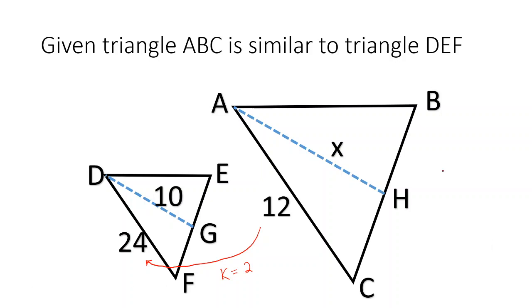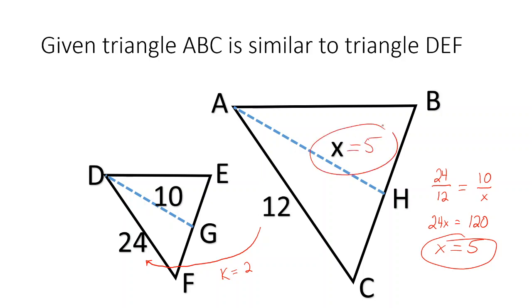So we have 24 is to 12 as 10 is to x. So 24x equals 120. 120 divided by 24 equals x equals 5. Or we could have just taken the k factor and divided by 2, because that's what was going on in the rest of the problem, and x would equal 5 that way.